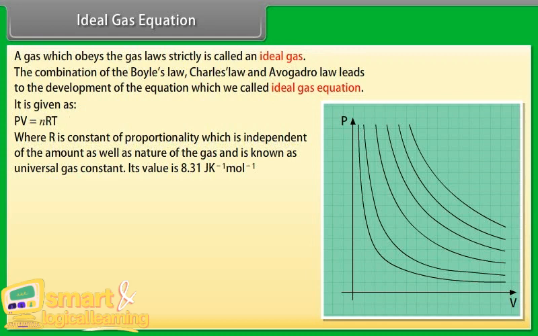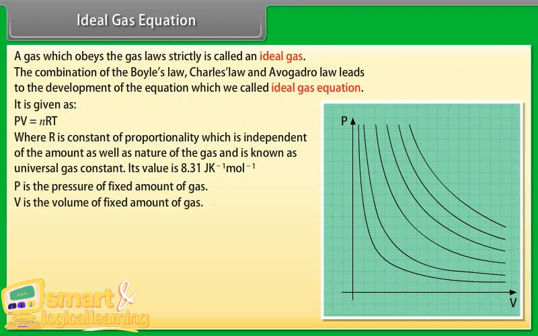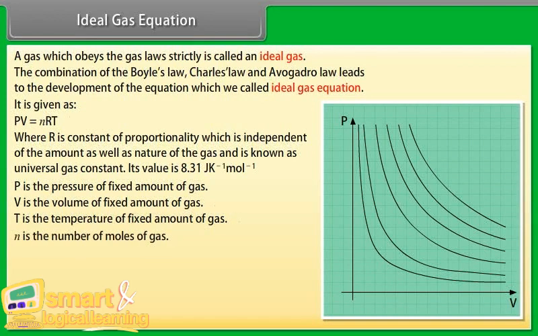Its value is 8.31 joule per Kelvin per mole. P is the pressure of a fixed amount of gas. V is the volume of a fixed amount of gas. T is the temperature of a fixed amount of gas. n is the number of moles of gas.